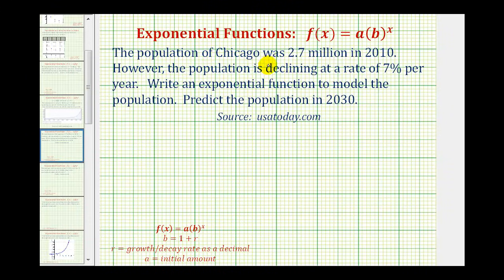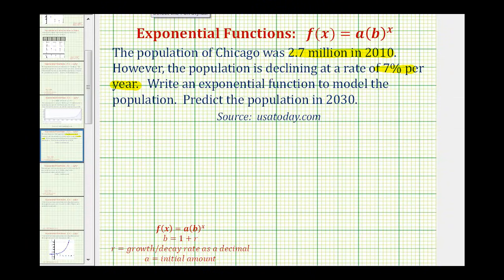The population of Chicago was 2.7 million in 2010. However, the population is declining at a rate of 7% per year. We want to write an exponential function to model the population and then predict the population in the year 2030.